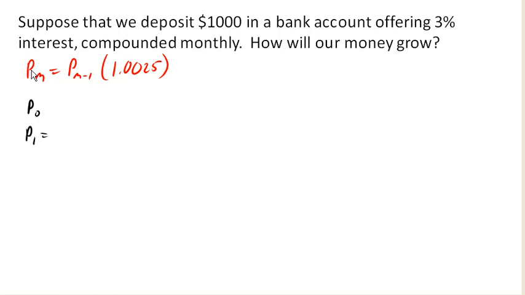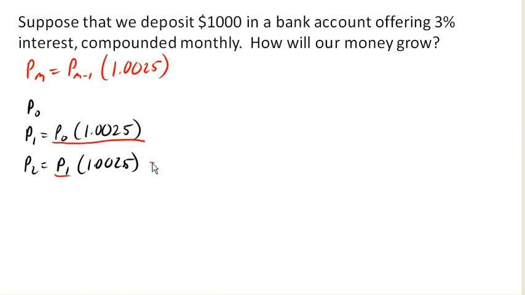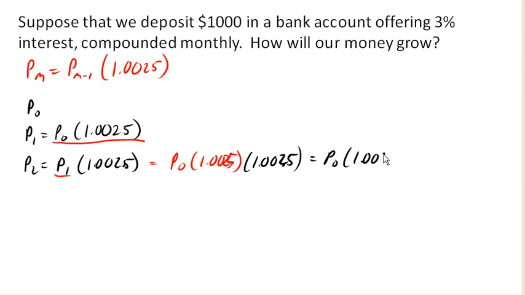After 1 month, we'd have P0 times 1.0025. After 2 months, I'd have P1 times 1.0025. But where did P1 come from? P1 came from here, and so I'm going to have P0 times 1.0025 times another 1.0025. Or in other words, I could simplify that down to P0 times 1.0025 squared. After 3 months, that would be the previous month times 1.0025.